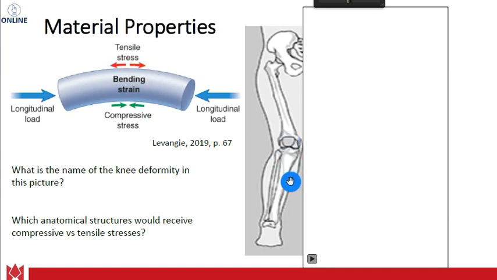So this repetitive running may cause a sprain of the MCL, whereas it's unlikely to cause a sprain of the LCL. And also, you can see it's likely to cause increased compressive load and increased deformation of the lateral portion of the meniscus as opposed to the medial portion. So that's an example of material properties.